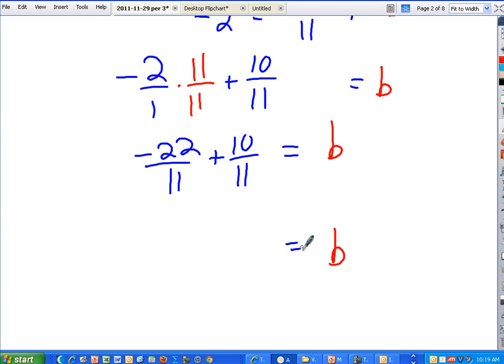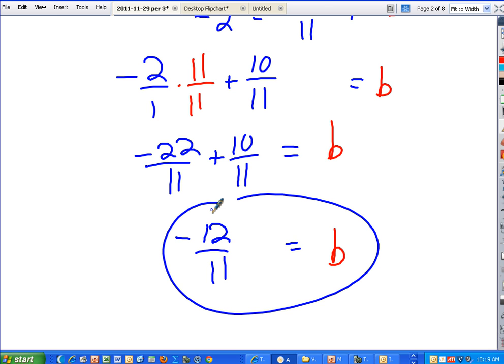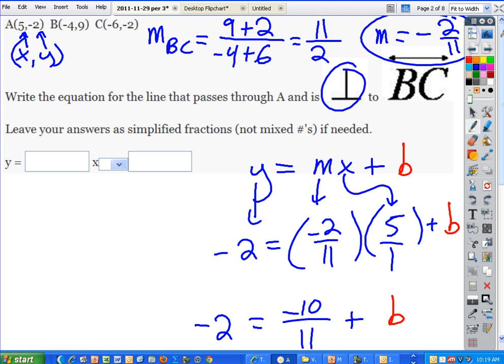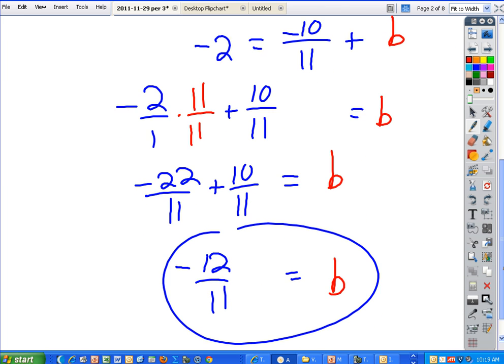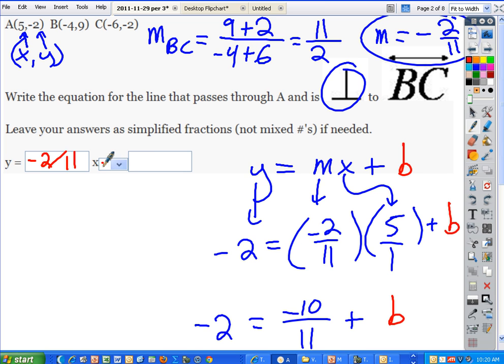And so finally then, what's -22/11 plus 10/11? -12/11. So there's b, right? There's b, -12/11. We said m was -2/11, and so when we enter that stuff, there's m, x, and it was minus, right? Because wasn't our b negative? -12/11. So y equals -2/11 x minus 12/11 is our answer. Okay? Make sense? That's it. Okay.